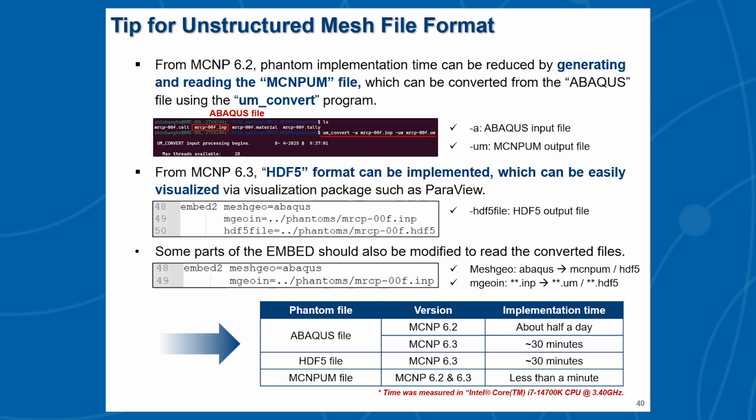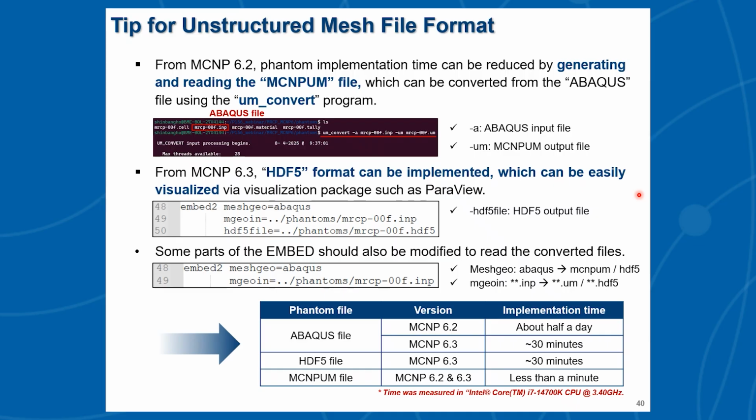From MCNP version 6.2, you can significantly reduce the implementation time using the MCNP file. For this, you can use the convert utility to convert the abacus file to the MCNP file. The convert utility is automatically installed if you install MCNP version 6.2 or higher. You can generate the MCNP file by running the convert utility with the -a option to input the abacus file and the -um option to output the file.